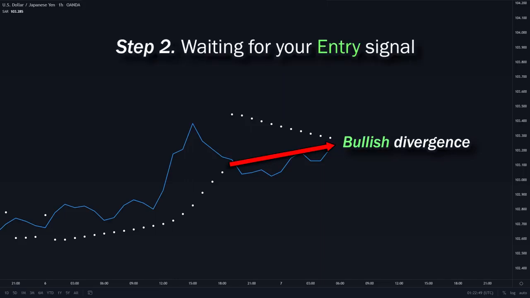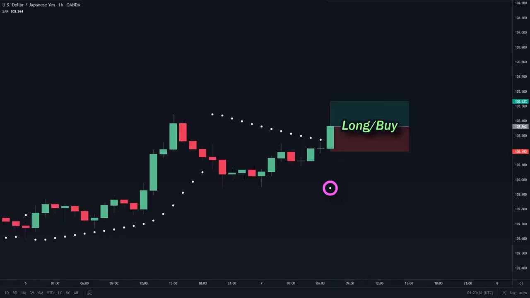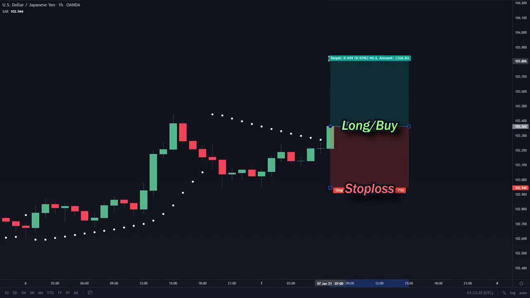So for your entry signal, after the bullish divergence has been formed, you want to further confirm the bullish momentum by waiting for the parabolic SAR to switch below the price. So once this happens, you enter a long position. Now for your stop loss, you can place it at the parabolic SAR and set your profit target at 1.5 times your stop loss.